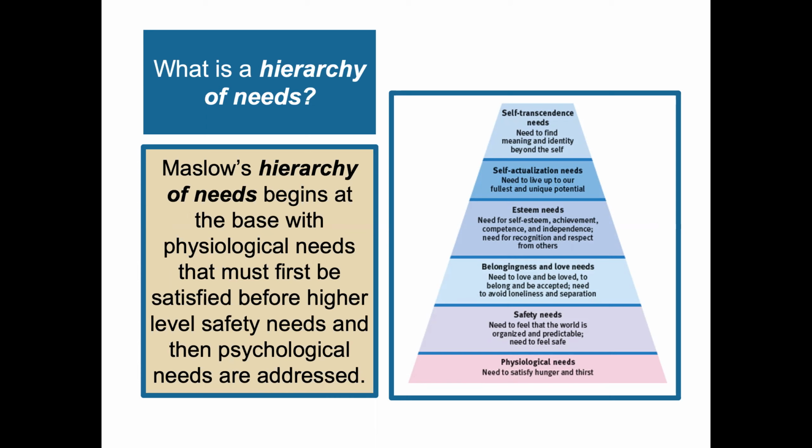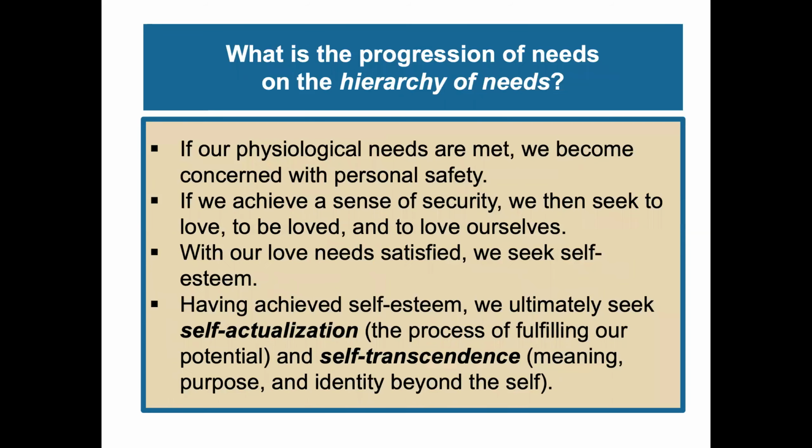Maslow's hierarchy of needs begins at the base with physiological needs that must first be satisfied before higher level safety needs, and then psychological needs are addressed. So if our physiological needs are met, we become concerned with personal safety. If we get that safety need met, then we seek to be loved and love ourselves. With our love needs satisfied, we seek self-esteem. And if we are able to achieve a good self-esteem, we ultimately are going to be seeking self-actualization, which is like living up to our fullest potential, and even beyond, self-transcendence, meaning having some sort of purpose and identity beyond the self.